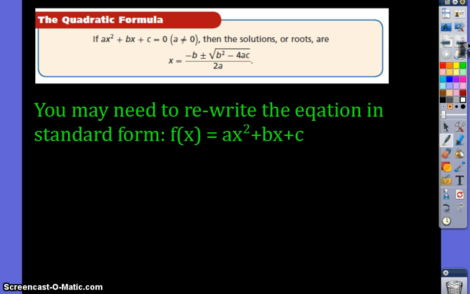Quadratic formula is just one of them. The cool thing about this one is it works all the time. The bad thing about it is it's a little cumbersome, and there's a lot of numbers to write down and a lot of computation to do. But it works in every situation, whereas factoring does not always work for every quadratic equation. So let's look at a couple of them.